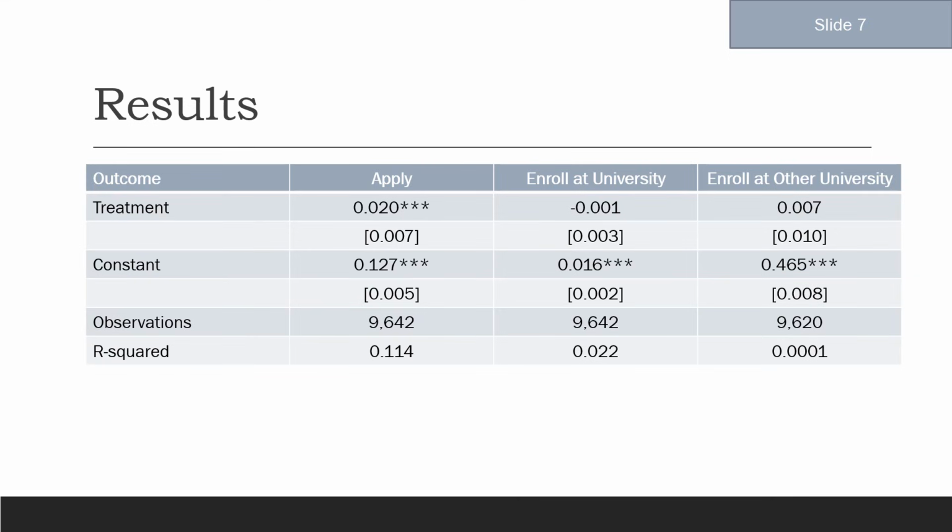The second outcome we looked at was, did they enroll at another university or enroll at the university? And we find no impact that having that treatment actually induced students to enroll at the university. Now, maybe with this new information, they might apply to and enroll at another university. We also show that this treatment did not have any impact on whether they enrolled at another university across the country.